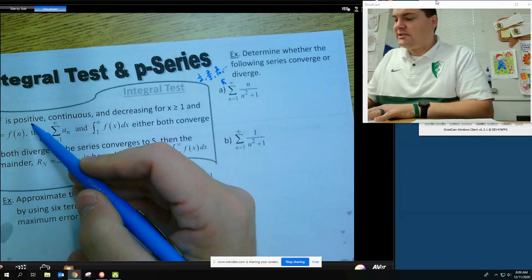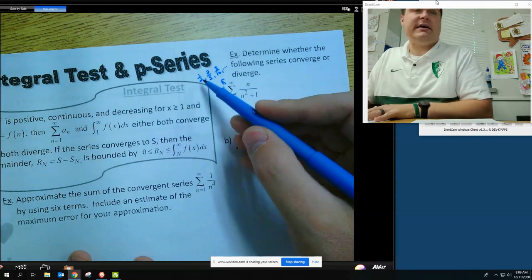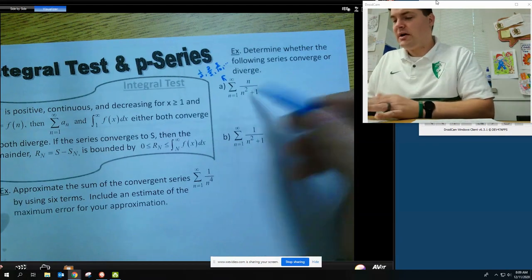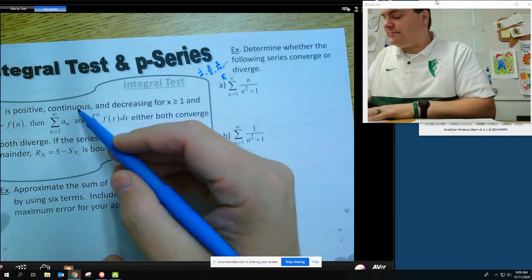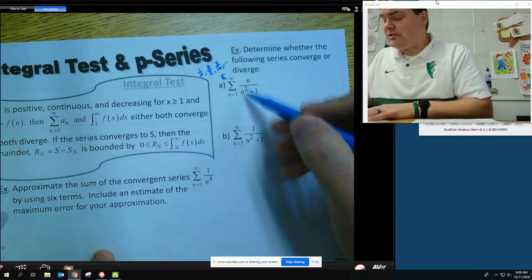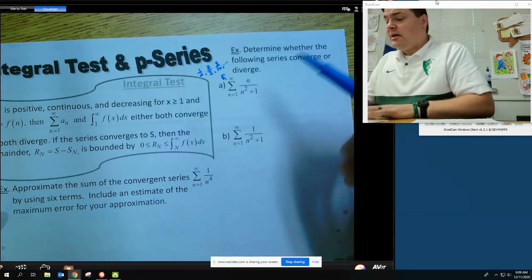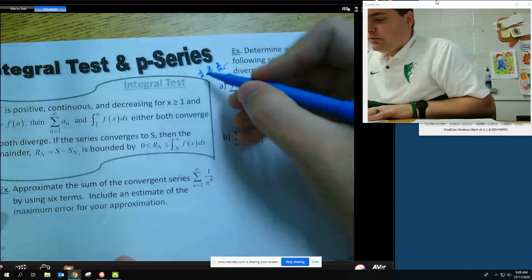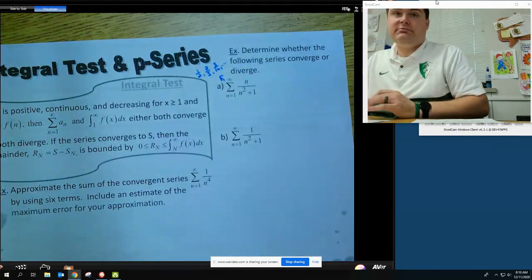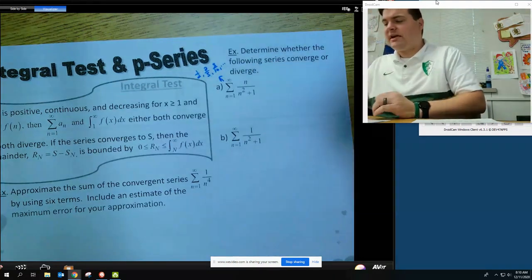So as you can tell, this is positive the entire time, and there's no reason it'll ever get negative, because you get larger and larger. This is continuous. Again, we're just looking from 1 to infinity, and yes, this is continuous. There's actually no discontinuity here at all. And is it decreasing? We start at 1/2, which is 0.5, and then 2/5, which is 0.4, and then 0.3. So yes, it's decreasing.